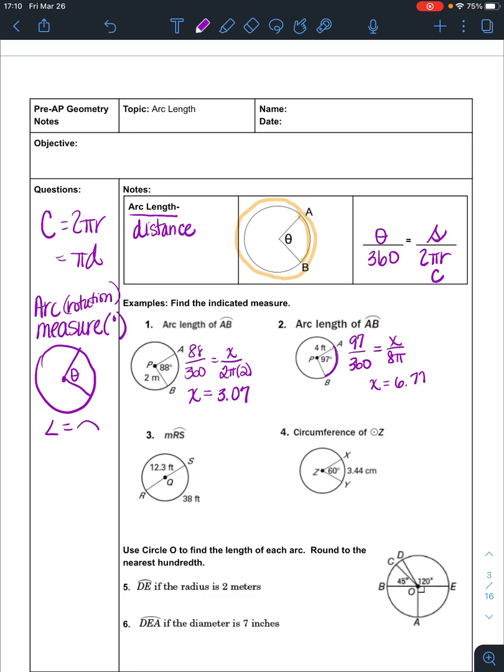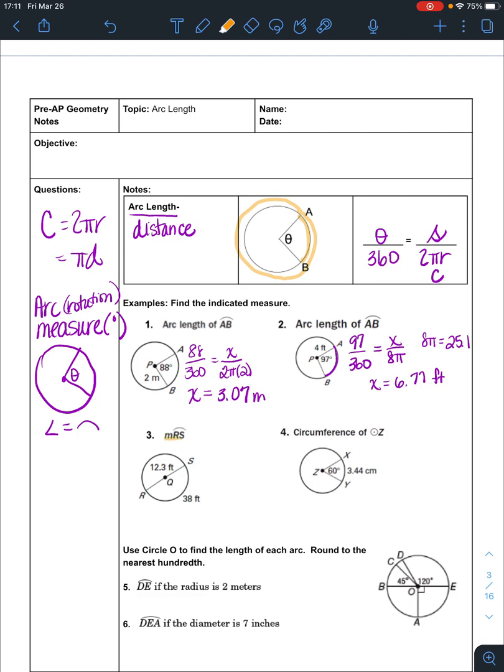Just to give you a comparison, the entire distance around, 8 pi, is 25.1. So 97 degrees out of 360 degrees is 6.77. So the distance would be 6.77 feet versus 25 feet. And 3.07 meters versus 4 pi, which would be 12.6. So you can see how those numbers compare.